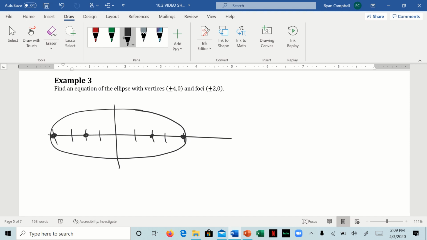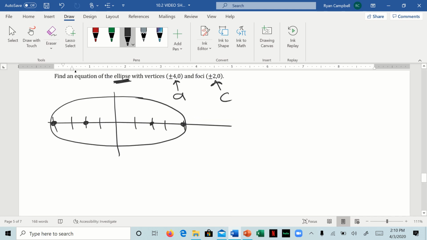Now remember, when we say vertices for an ellipse, we're thinking A. When we do foci for an ellipse, we think C. That's a little different from, for instance, a parabola, right? Parabola focus, we think of A. But in this case, for an ellipse, A is the vertex, C is the foci. So all we need to do is find our C and B.